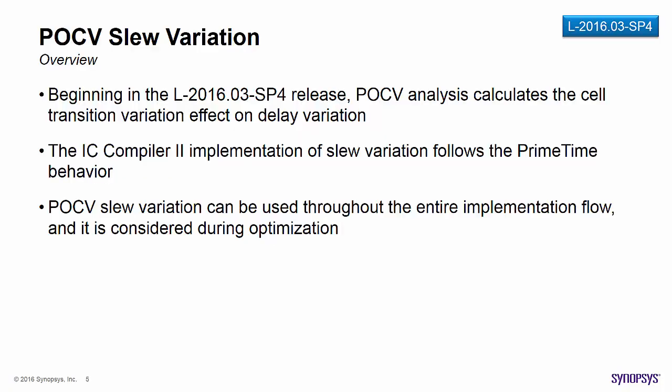From 1603 SP4, POCB analysis calculates the cell transition variation effect on delay variation. ICCII flow variation follows the PrimeTime behavior. POCB flow variation can be used throughout the entire implementation flow, and it is also considered during optimization.